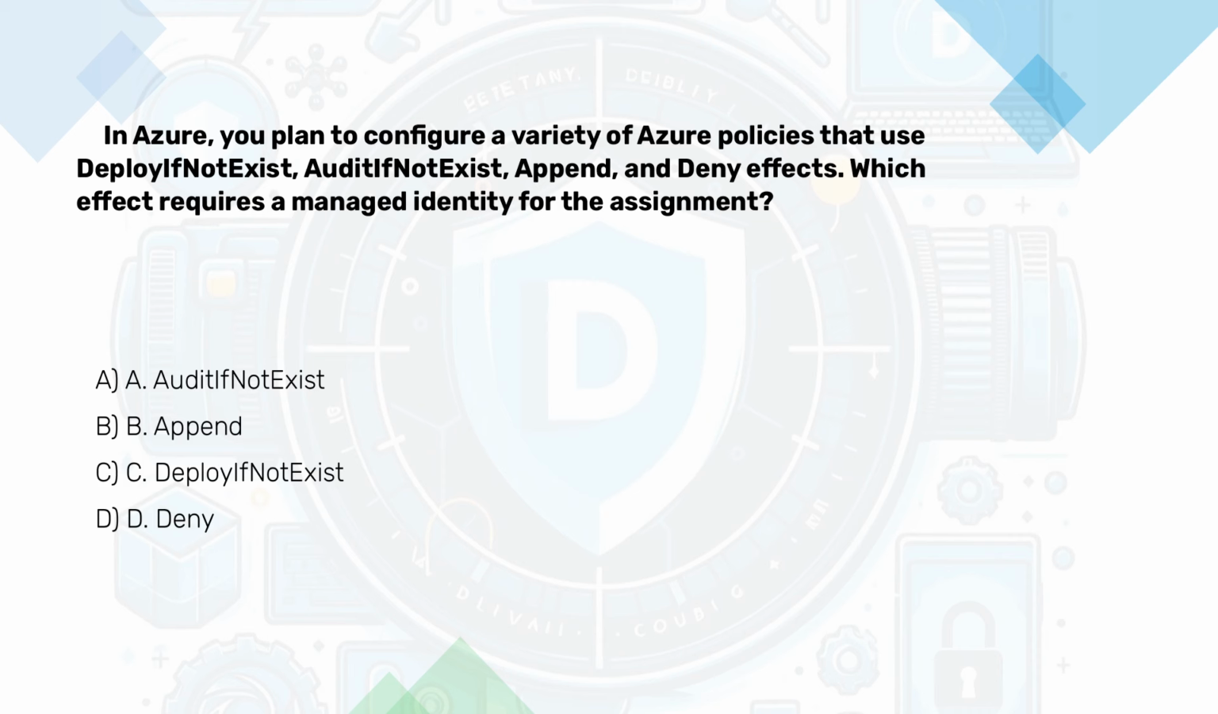Okay, now pause the video here, have a bit of think, and then continue when you are ready. The correct answer is deploy if not exist. It requires a managed identity for assignment when using policies that include effects like audit if not exist and deploy if not exist. See the docs at Microsoft docs, Azure governance, policy, how to remediate resources.